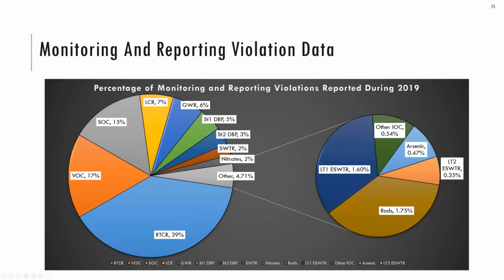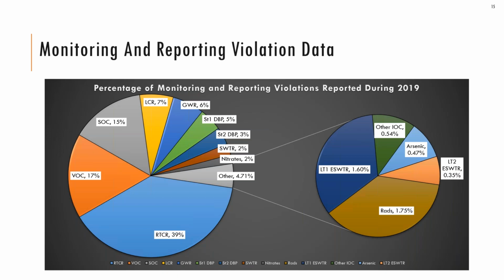For each monitoring and reporting violation, I looked closer at which drinking water rule each violation was associated with to analyze the number of violations per drinking water rule. And when I sorted the data, this is what I was able to come up with. This pie chart shows the percentage of monitoring and reporting violations based on each rule. So as you can see, the majority of these violations were associated with the Revised Total Coliform Rule.